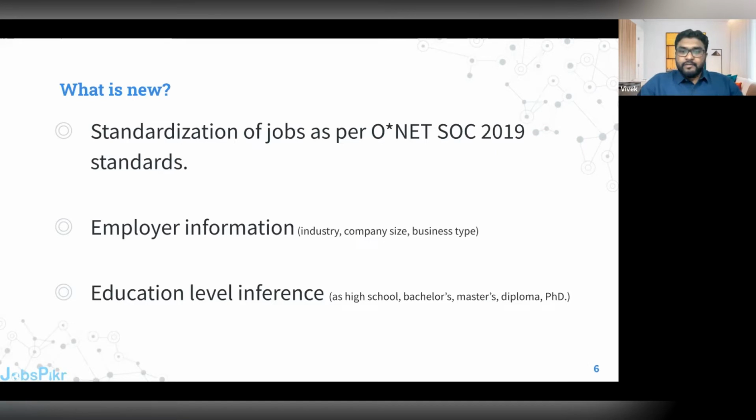Second is the employer information. We are now enriching all the jobs which we get with the industry, company size, and business type. Business type is basically whether it's a public company, private company, sole proprietorship, etc. So that gives a whole new dimension to the data to understand how the market works.